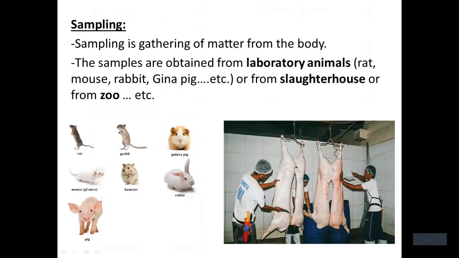Sampling is a very important step, taking from the animal or from the slaughterhouse. The slaughterhouse provides samples for research, for the laboratory, or for the hospital. Sampling is collecting matter from the body, and the sample is obtained from laboratory animals, rat, mouse, rabbit, guinea pig, or from the slaughterhouse, or from the zoo. This is the type of animal from which we take the sample. This is called sampling.